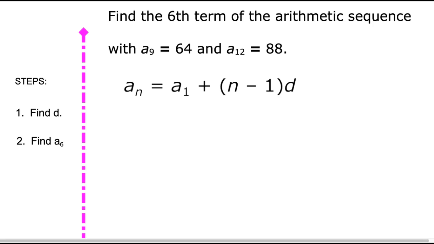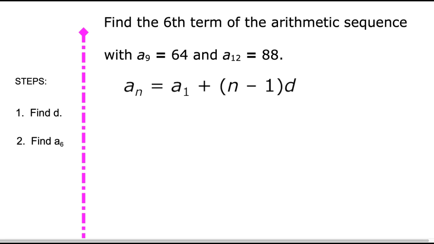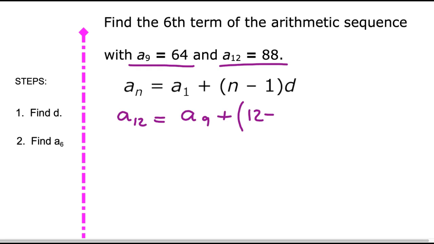So in this one, they give us the 9th term and the 12th term, right? So start with the bigger one. Say we have, I'm going to write this out. A sub 12 is equal to a sub 9 plus, now how many differences from 12 to 9? Well, 12 minus 9 times d. We know a sub 12 is 88, and a sub 9 is 64.